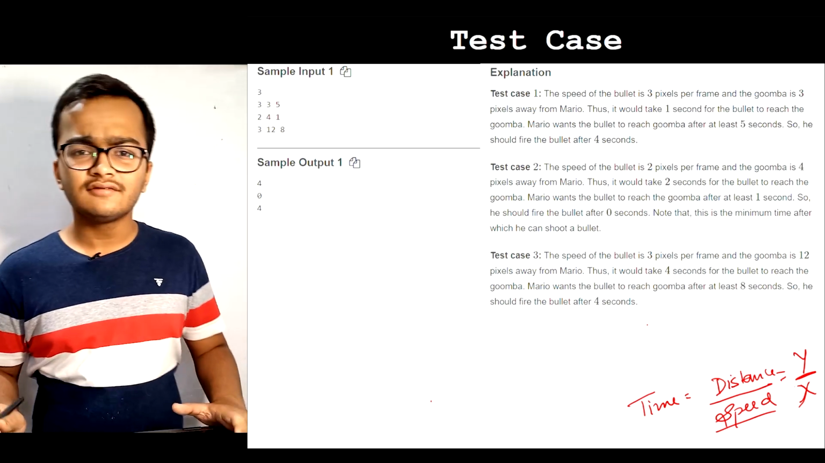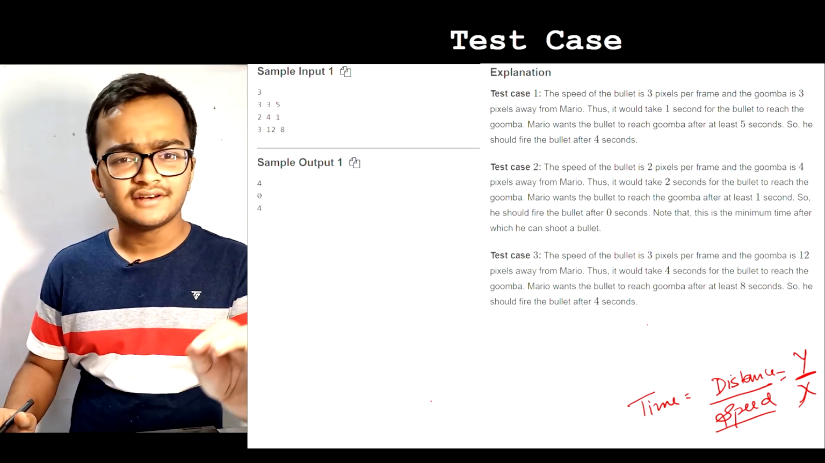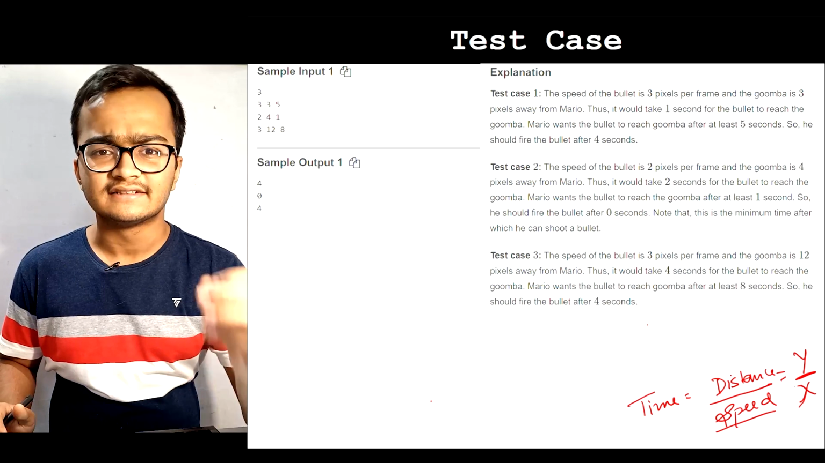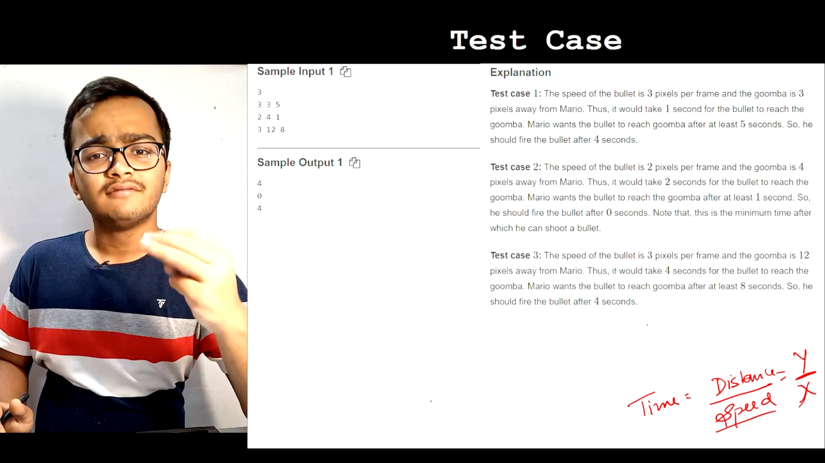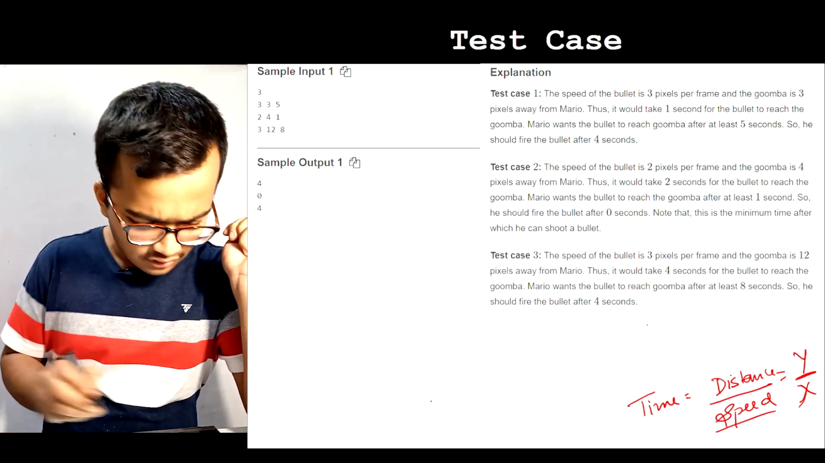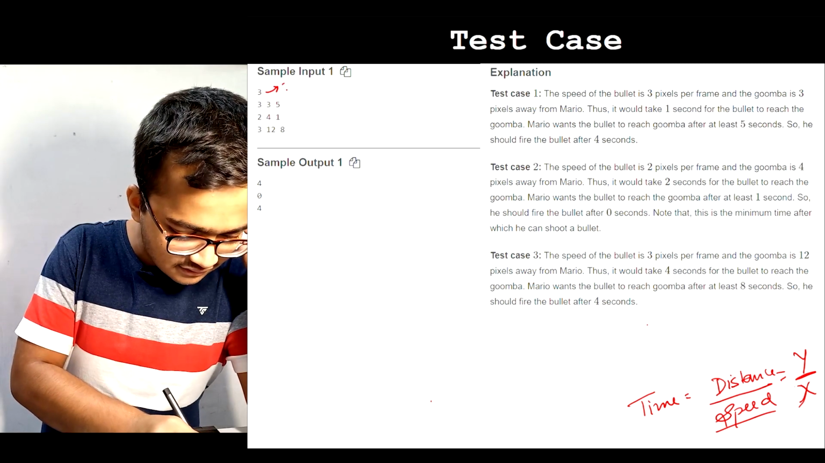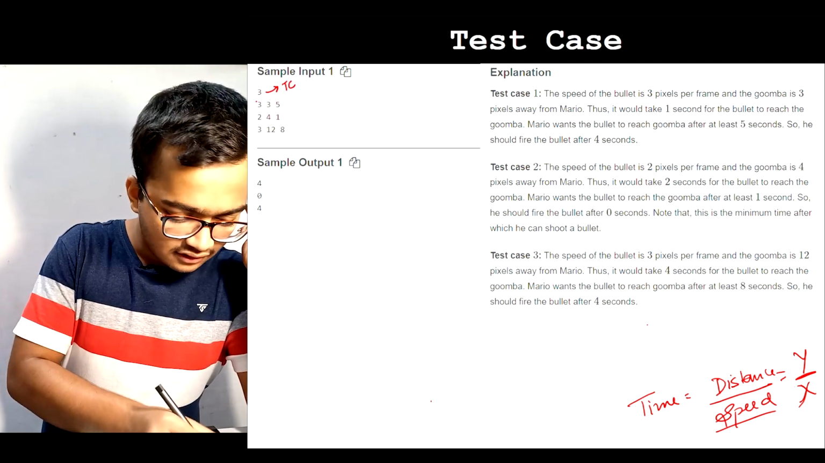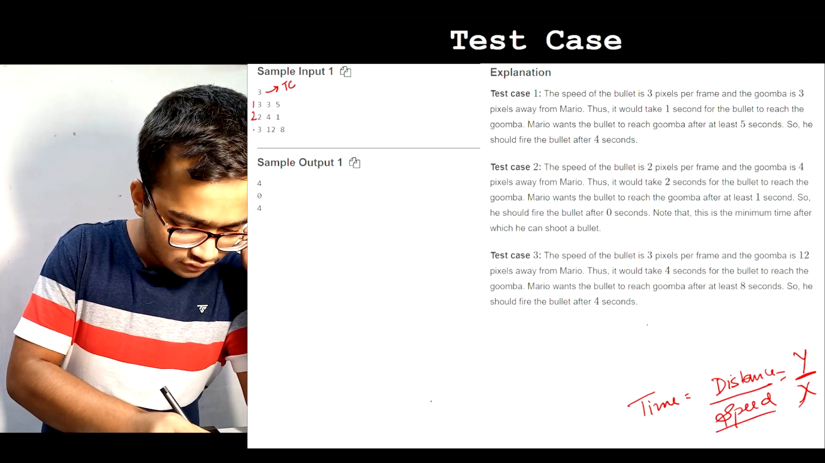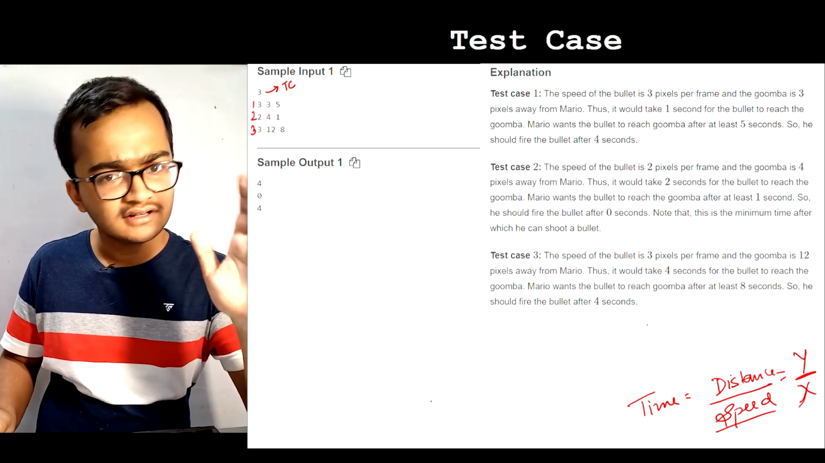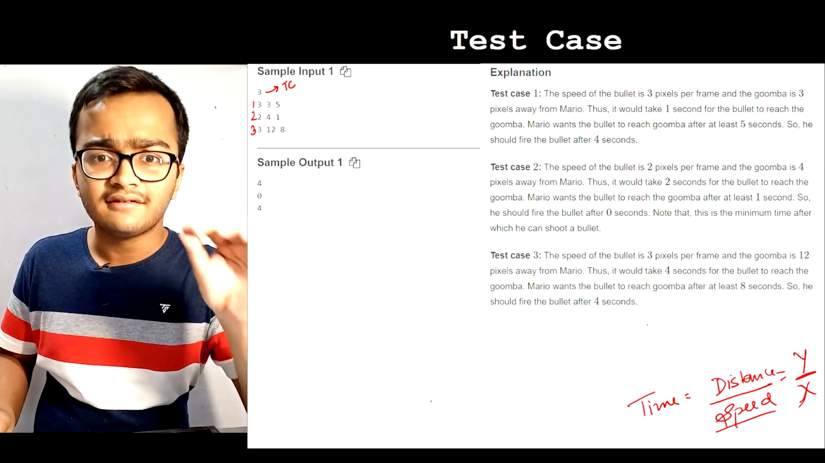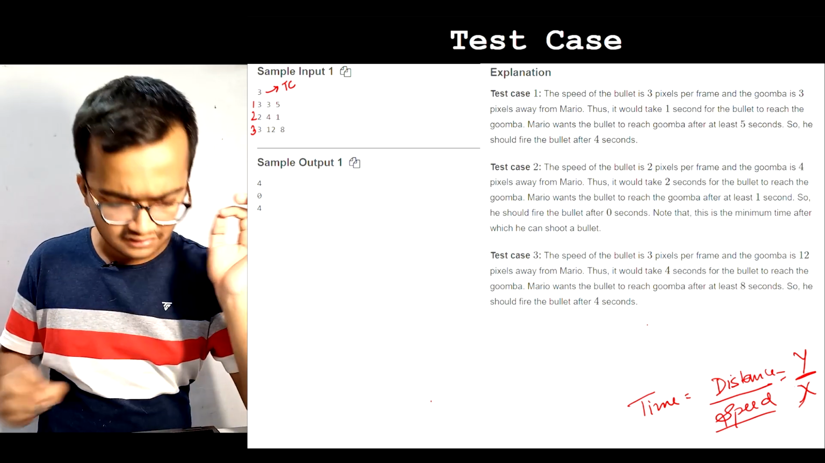Now the first line of the input says 3. What is 3? 3 is the number of test cases. That means we want the compiler to solve 3 test cases. So 3 is the number of test cases. This is test case 1, this is test case 2, this is test case 3. Very simple up to now. Now see, we are giving the input 3 3 5. What is 335?